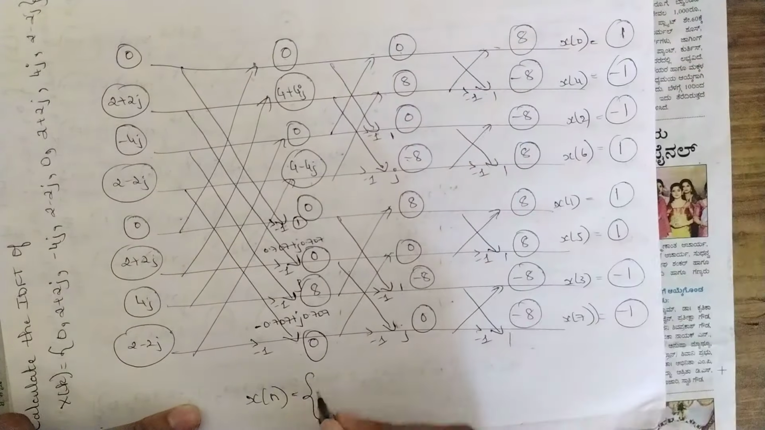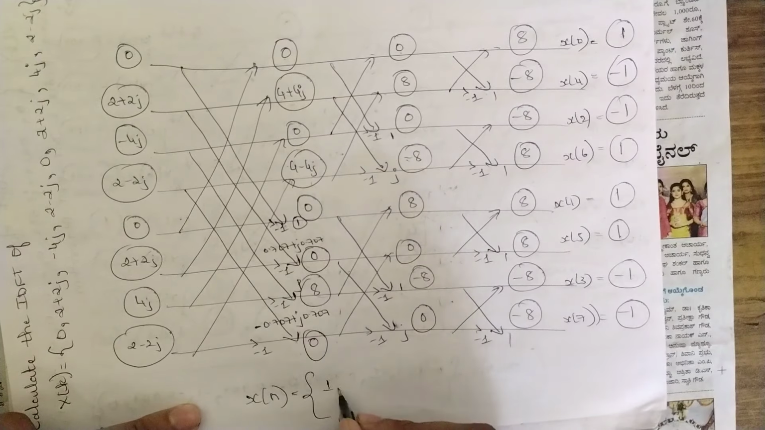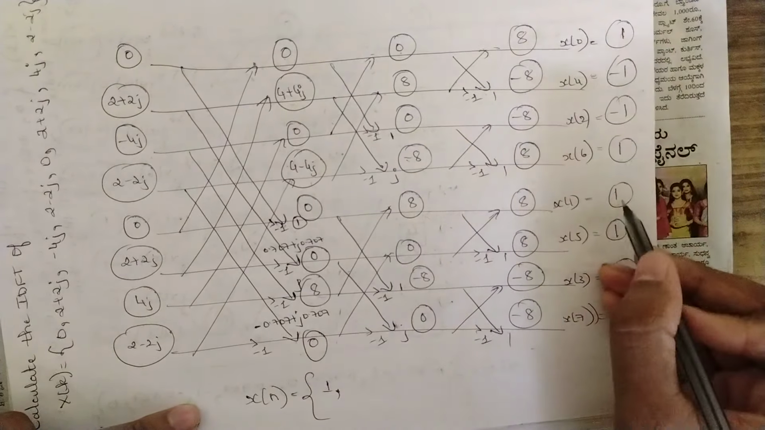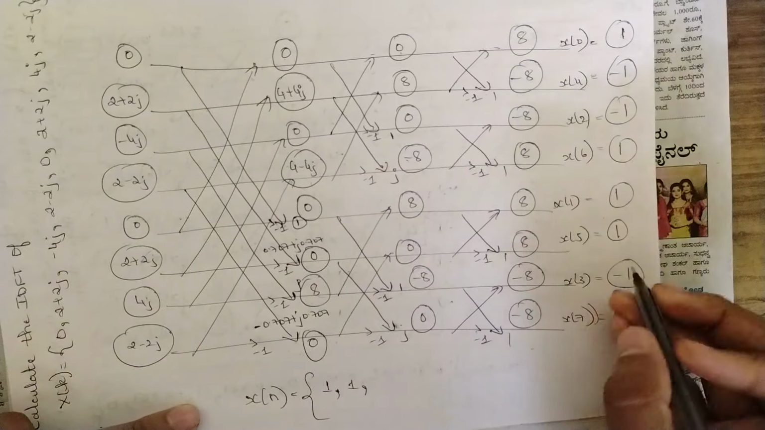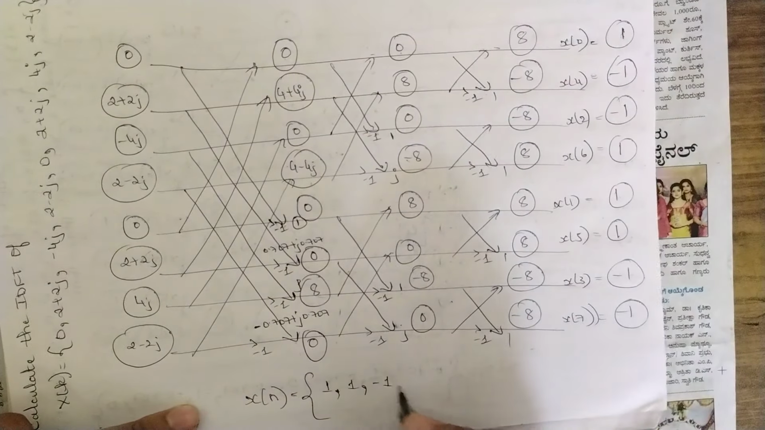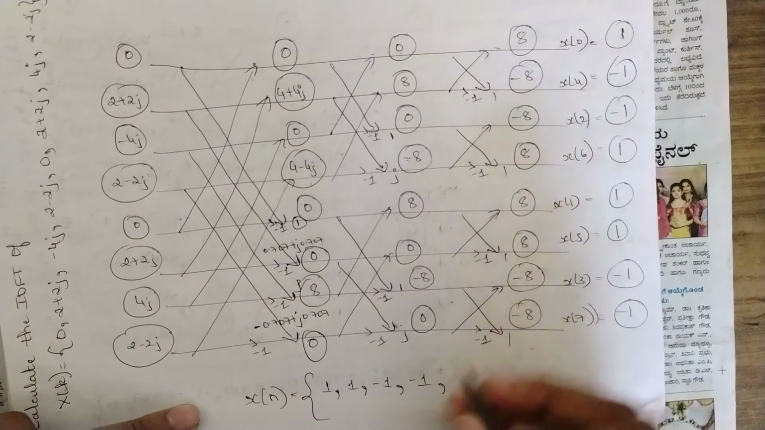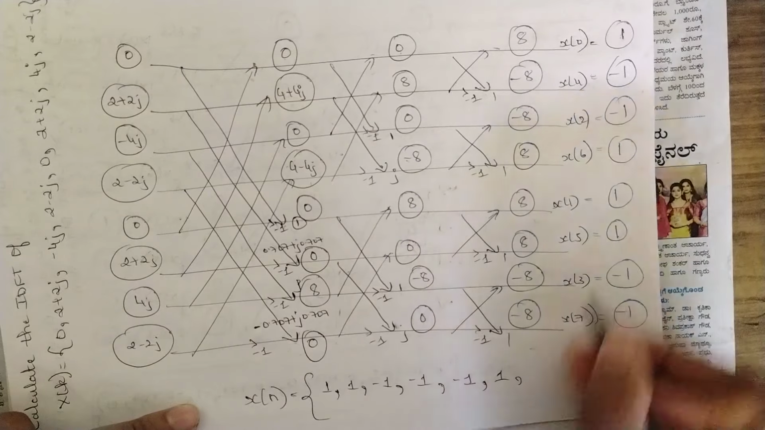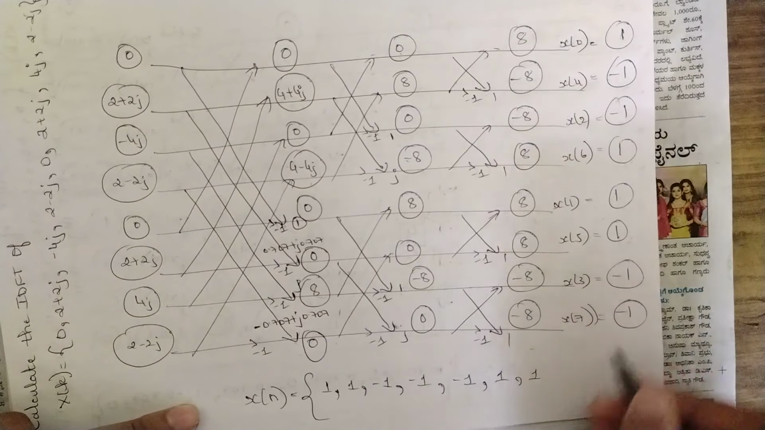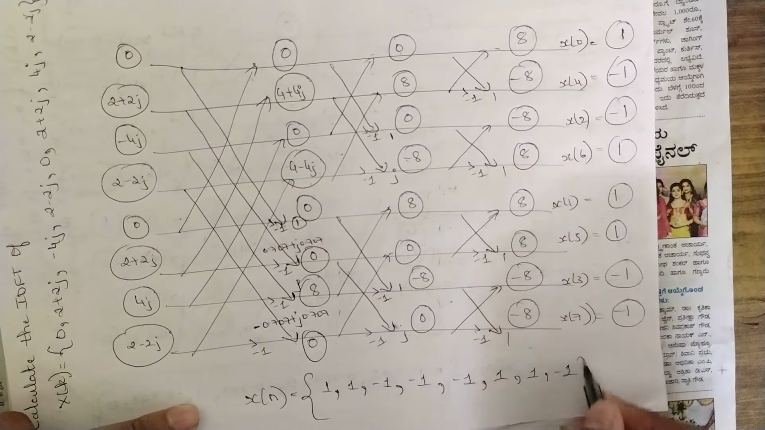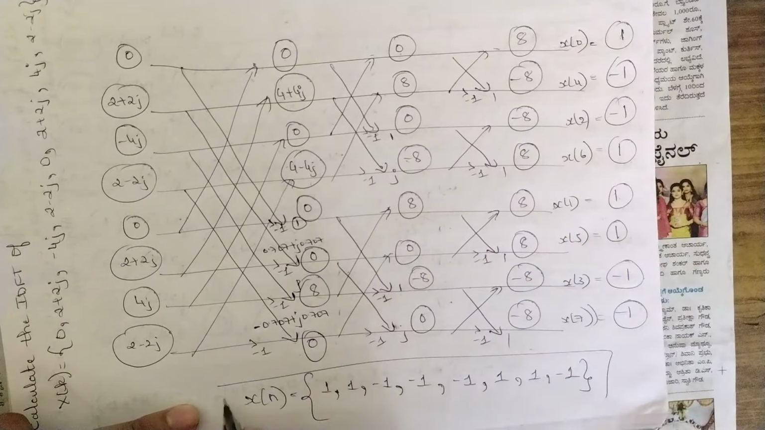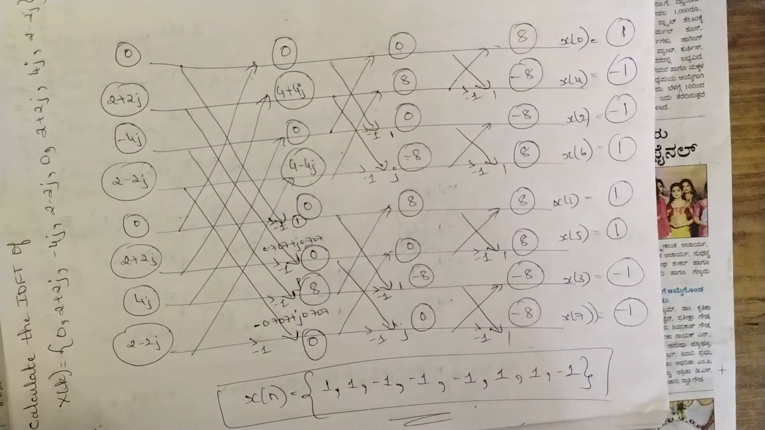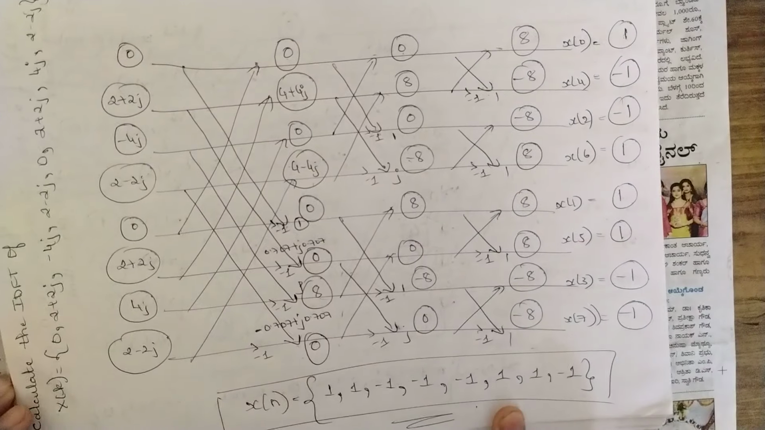First value x of 0 is 1. X of 1 is 1. X of 2 is minus 1. X of 3 is minus 1. X of 4 is minus 1. X of 5 is 1. X of 6 is 1. And x of 7 is minus 1. So this is our final x of n sequence of this DIT-FFT problem.